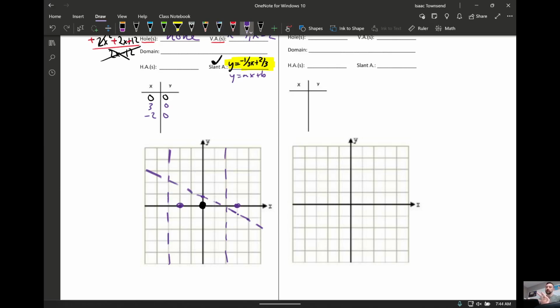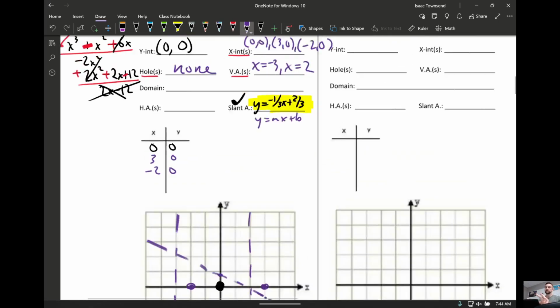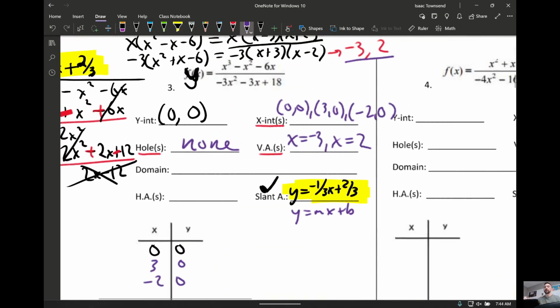Okay, if we think about horizontal asymptote rules, we've got to compare the degree of the numerator to the degree of the denominator. The degree of the denominator is bigger, it's y equals 0. If the degrees are equal, it's leading coefficient over leading coefficient. But in this question, the degree of the numerator is bigger, so it does not have a horizontal asymptote.